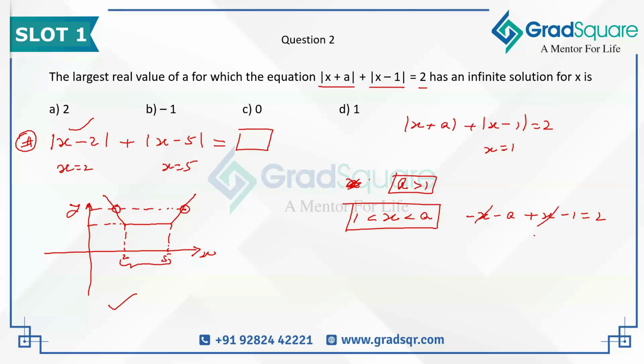So x and x will get cancelled out. You'll have -a = 3, or a = -3. That will be one set of values.